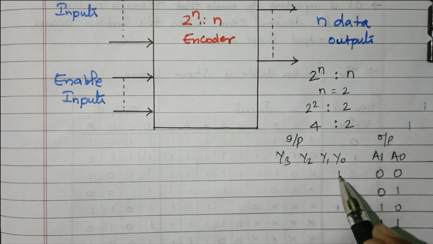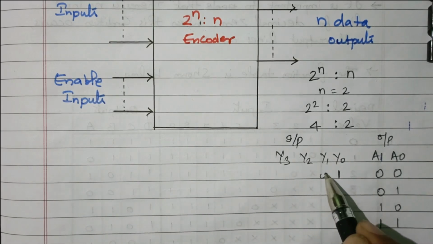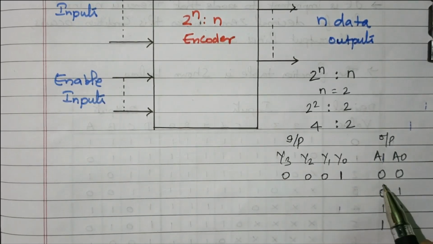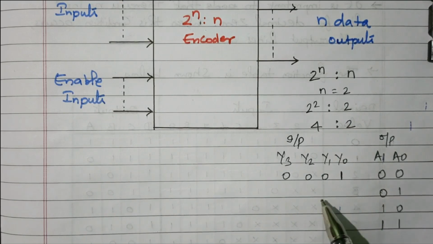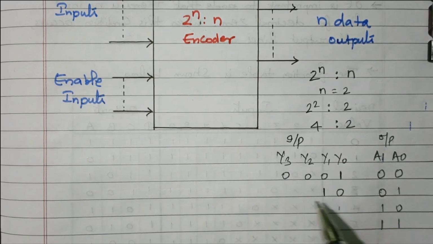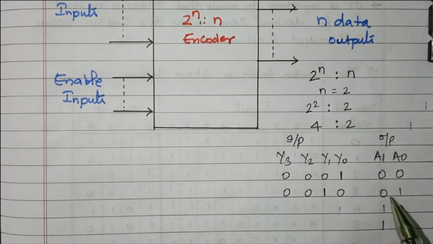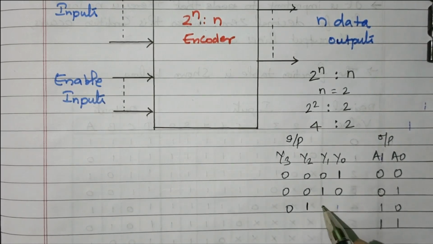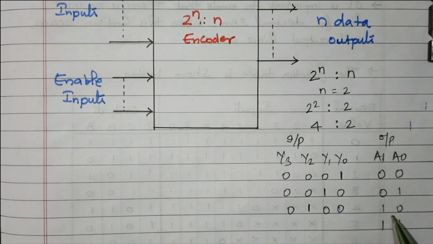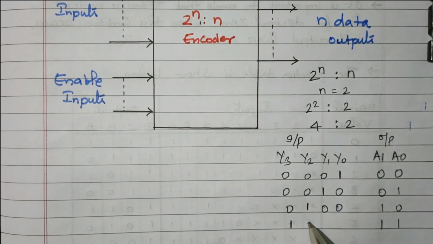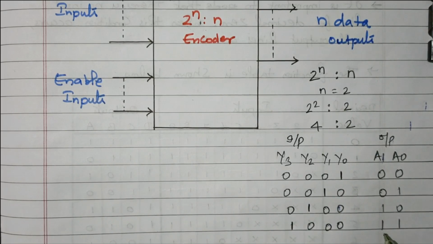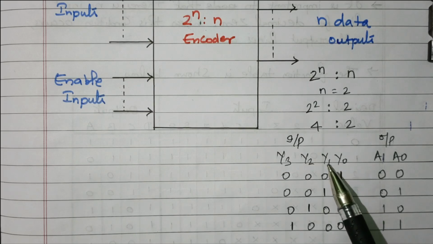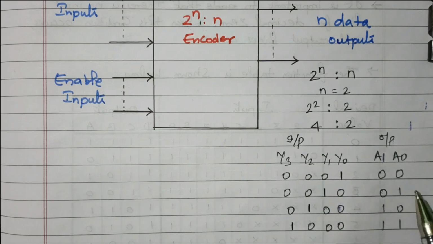For the first case, if y0 is 1 and other digits are 0, then we'll get 0 0 as the output. If y1 is 1, other digits are 0, then we'll get the next possible output 0 1. If y2 is 1, other digits are 0, we'll get the next possible 1 0. If y3 is 1, other digits are 0, then we'll get the fourth possible output 1 1, right? So the values of y0, y1, y2, y3 will decide the 4 different possible outputs.